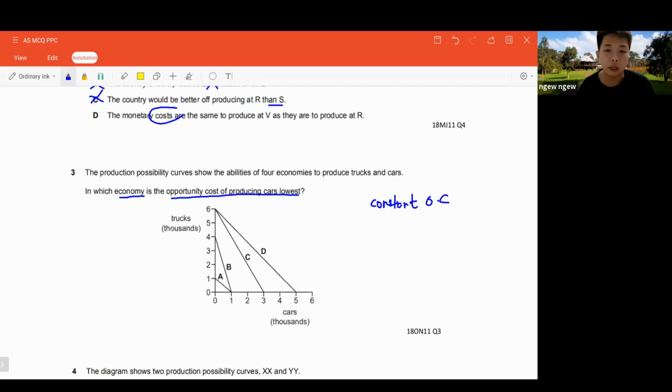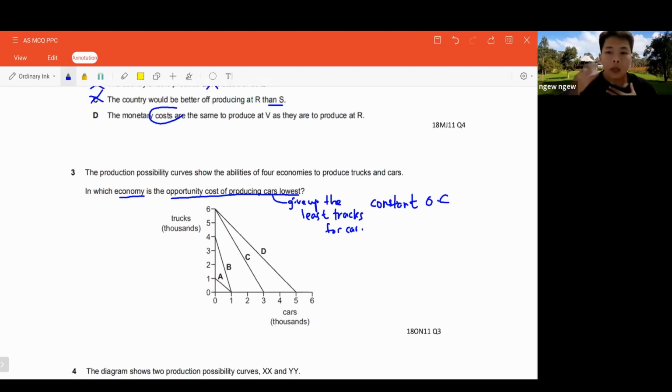If you find this statement confusing, what you need to do is explain it a little bit. If they say which economy has the lowest opportunity cost of producing cars, it means that you give up the least trucks for cars. So they give up the least trucks. Therefore, the opportunity cost of producing cars is the lowest. So you give up the lowest amount of trucks for every unit of cars produced.